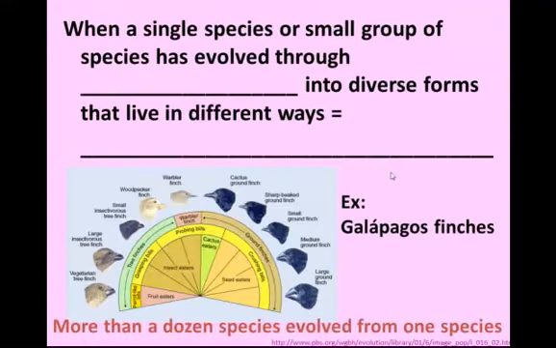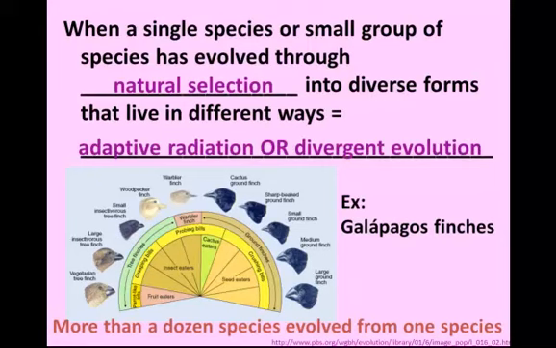When a single species or small group has evolved through natural selection from a common ancestor into different kinds of organisms, remember we talked about that idea of adaptive radiation or divergent evolution. Diverge means to go separate ways, split apart. And if you look at this in the fossil record, we see evidence of this in many, many places.